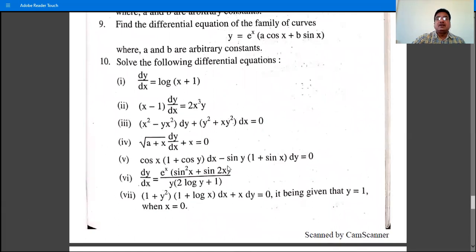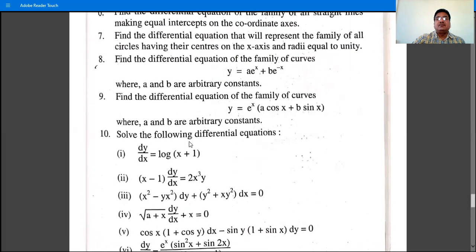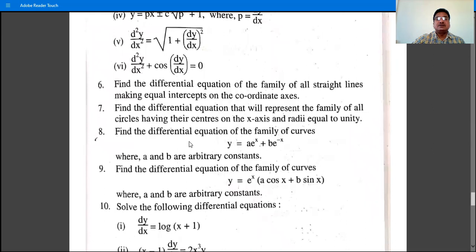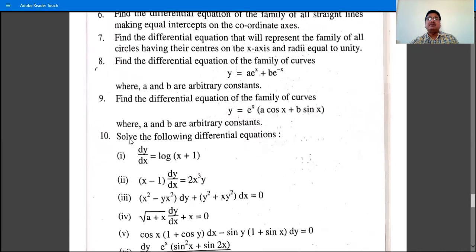Some examples of these types were already solved in the previous lectures. So we will solve examples 6, 7, 8, 9, 10 and all these examples in the next lecture.